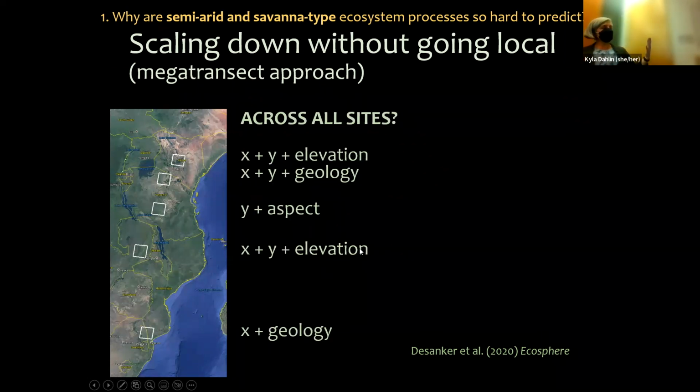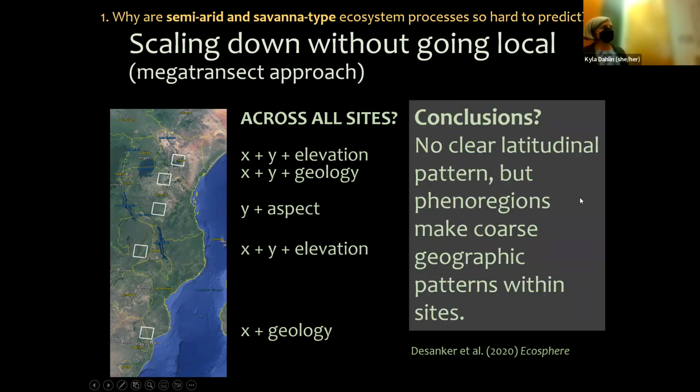The original hypothesis was that there would be some latitudinal gradient, and there is not. It basically is just, depending on the site, there are different drivers, but in all of them, we do have this XY location mattering, which is kind of reassuring. What we have gleaned from this is that there's no clear latitudinal pattern. It's not like geology matters more near the equator and elevation matters more closer to the poles. That would have been nice.